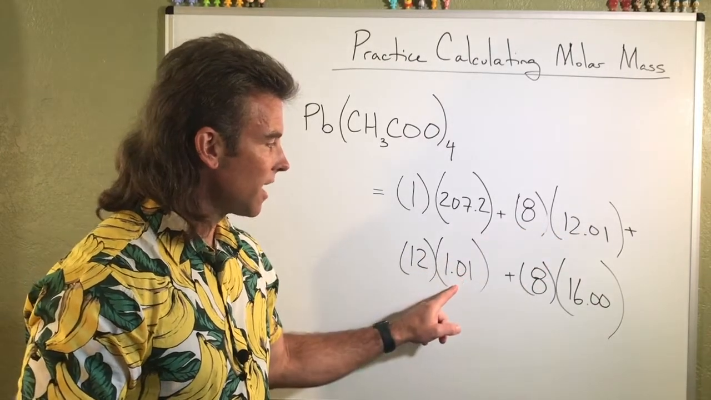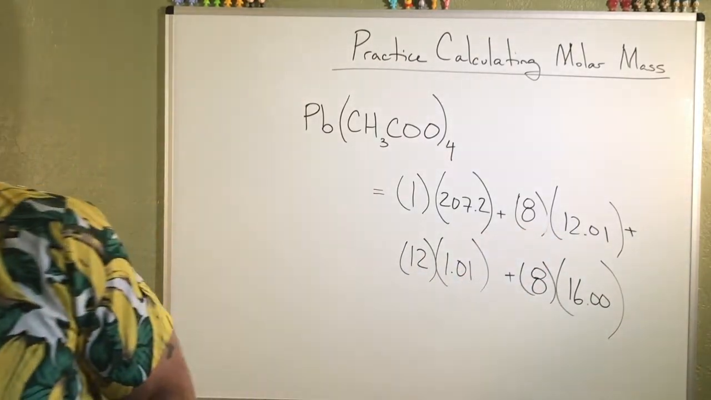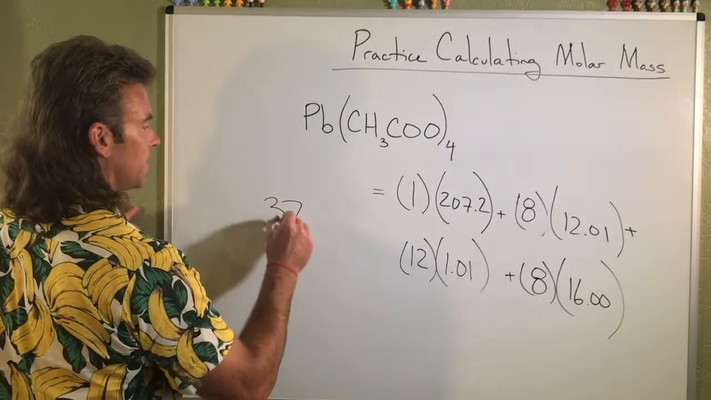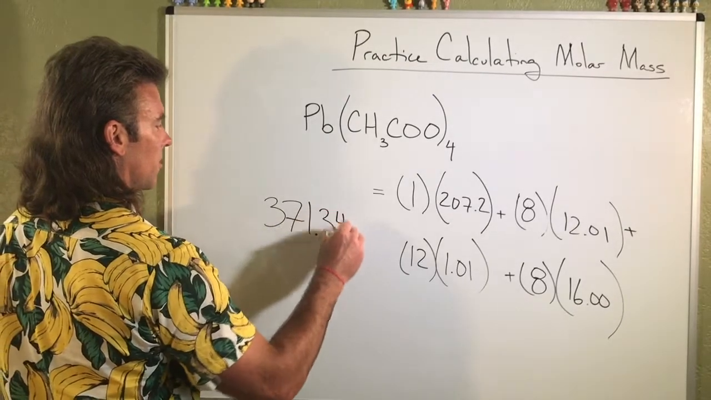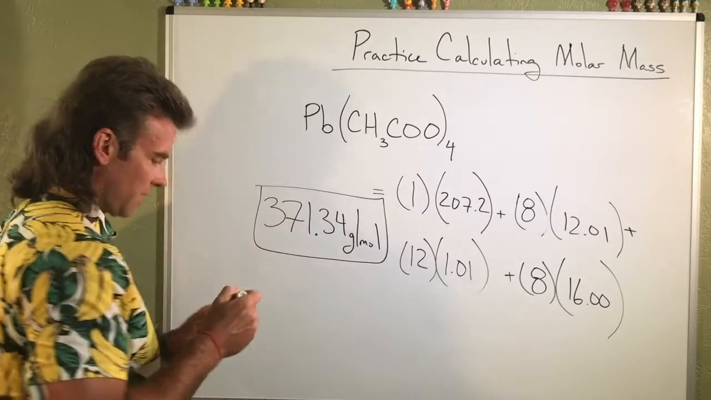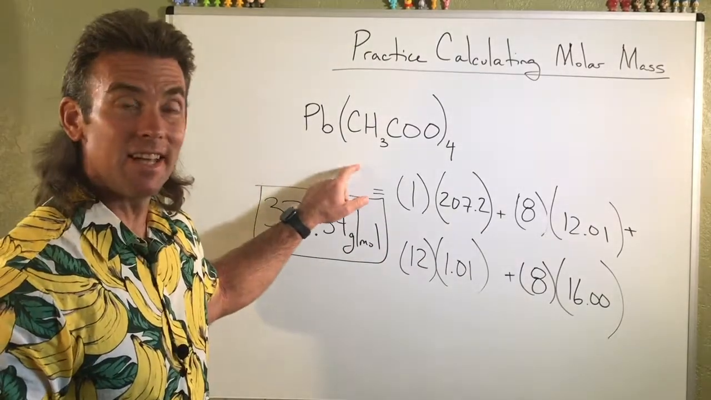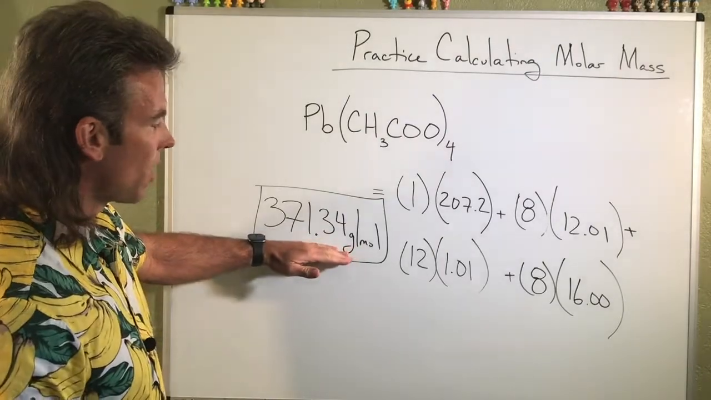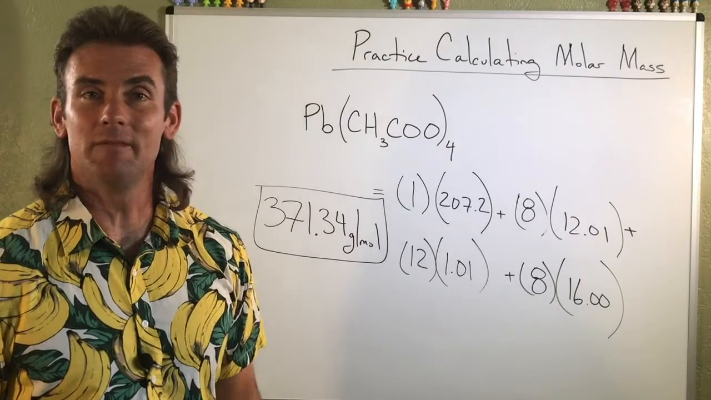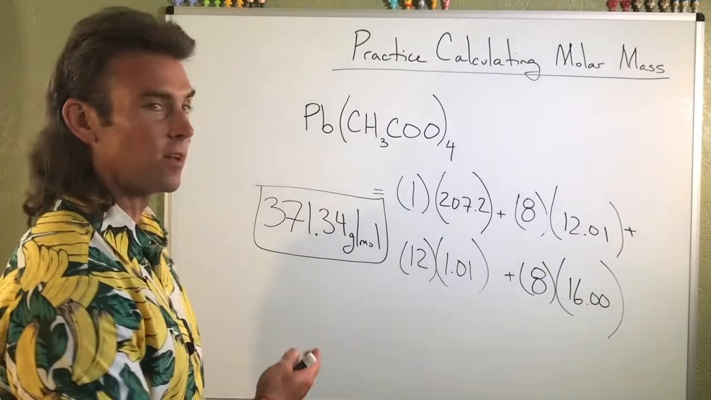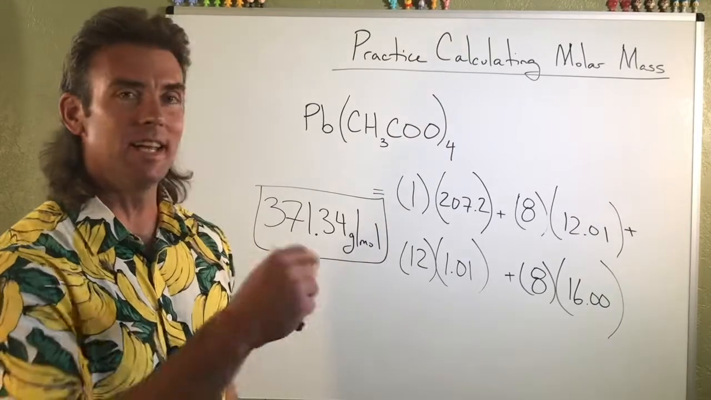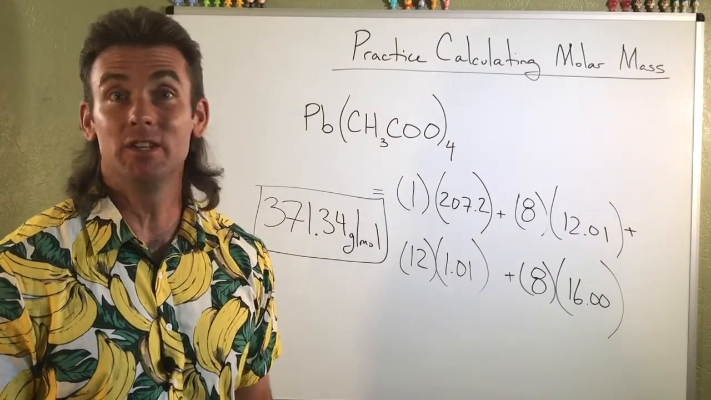And when I enter that into my calculator, what did I end up with? 371.34 grams per mole. So if I have this big, ugly, delicious tasting substance right here, if I wanted 1 mole, it should be around 371 grams. So hopefully this gave you some insight into how to do these calculations. Really is as simple as multiplying and adding. And then we're going to see how dimensional analysis can help us to actually use some of these numbers.